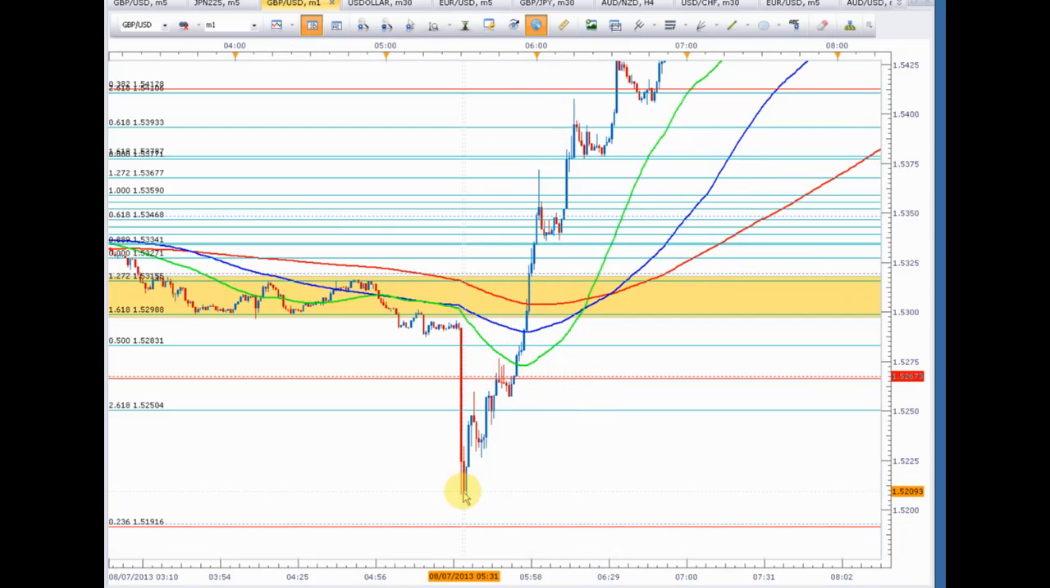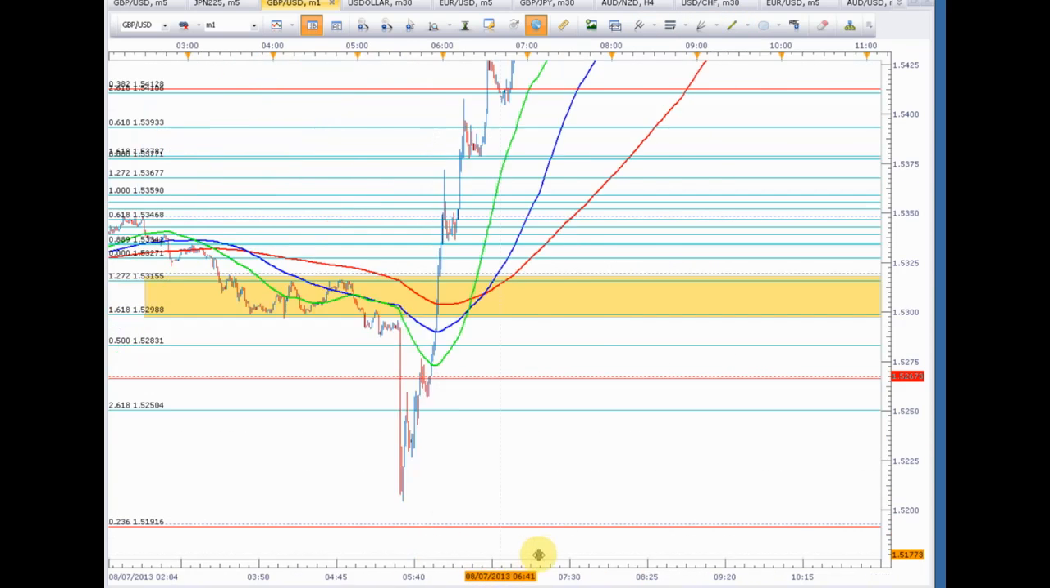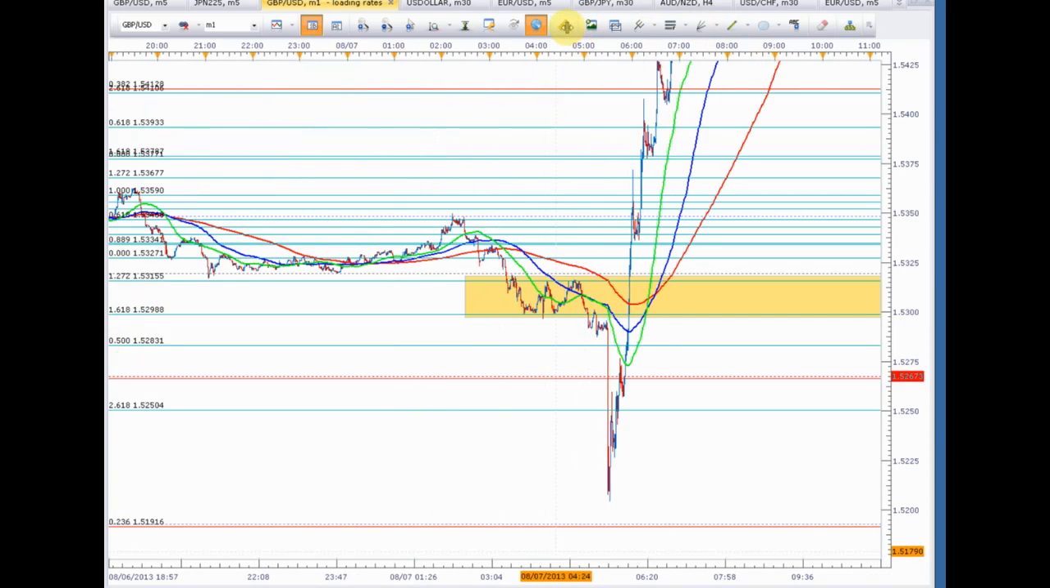BOE Governor Carney was giving his inflation report. And there you go, this was a 1-minute candle, and it just moved. So we moved 88 pips in 1 minute. No, 90 pips in 1 minute, and then the reversal. And there's a wicked reversal there. But there's your range, and there's your break.